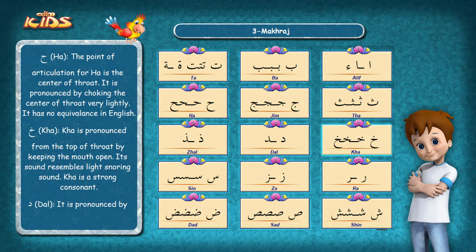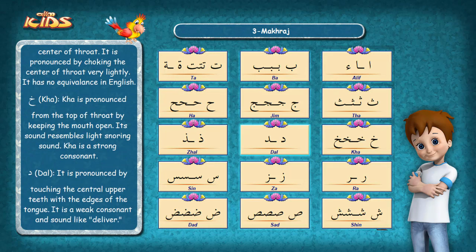H. Ha is pronounced from the top of the throat by keeping the mouth open. Its sound resembles a light snoring sound. Ha is a strong consonant. Dal. It is pronounced by touching the central upper teeth with the edges of the tongue. It is a weak consonant and sounds like the d in liver.